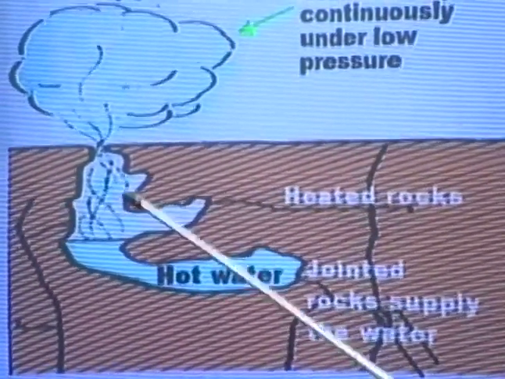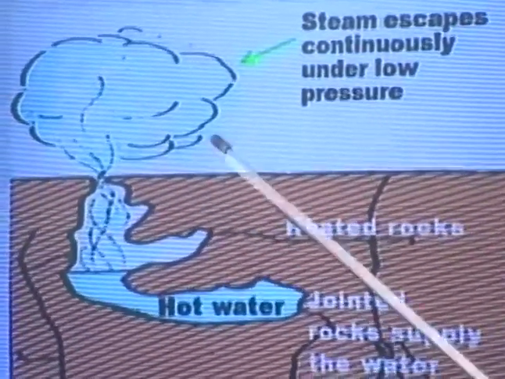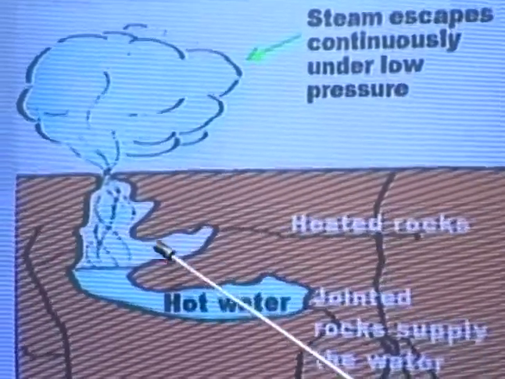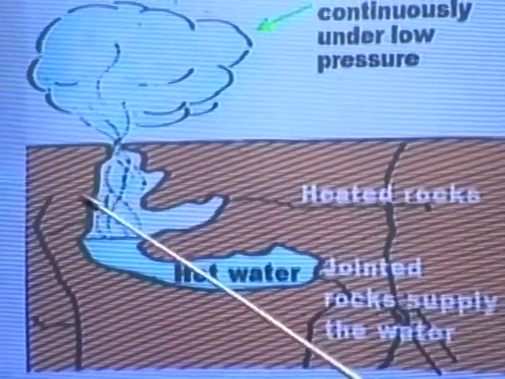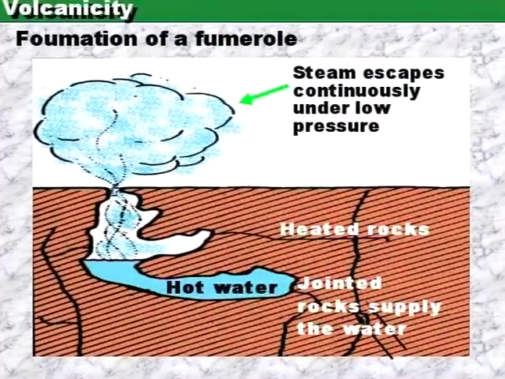If we look at fumeroles, it's usually steam which escapes continuously under low pressure. So the continuous escaping of steam will give us a feature known as a fumerole. But note, if the area surrounding the vent or the opening of this feature contains yellow deposits of sulfur, then that feature becomes a Sulfatara.